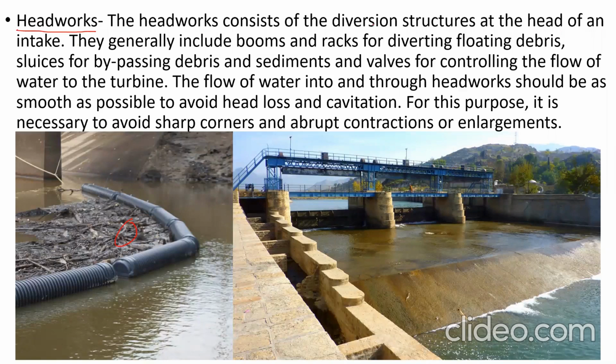The headwork consists of a divergent structure at the head of an intake, like a canal built along the main dam. They generally include booms and racks. These are the booms. Maybe booms are there or racks are there, for diverting floating debris. You can observe here, this is the debris, and these debris are diverted through the extra divergent path provided, like canals.